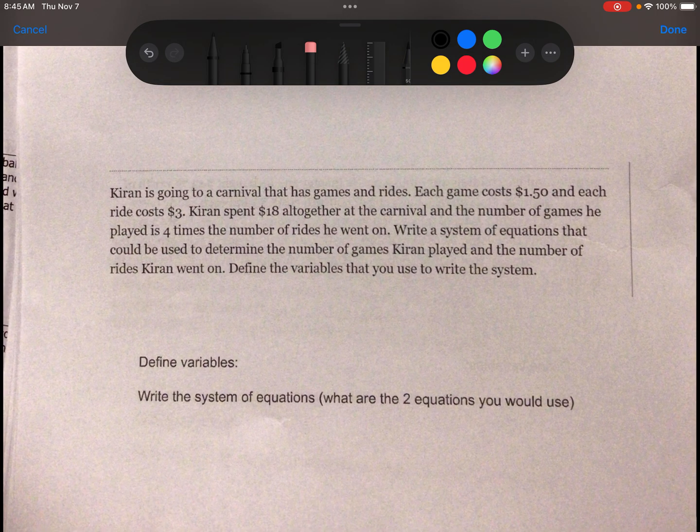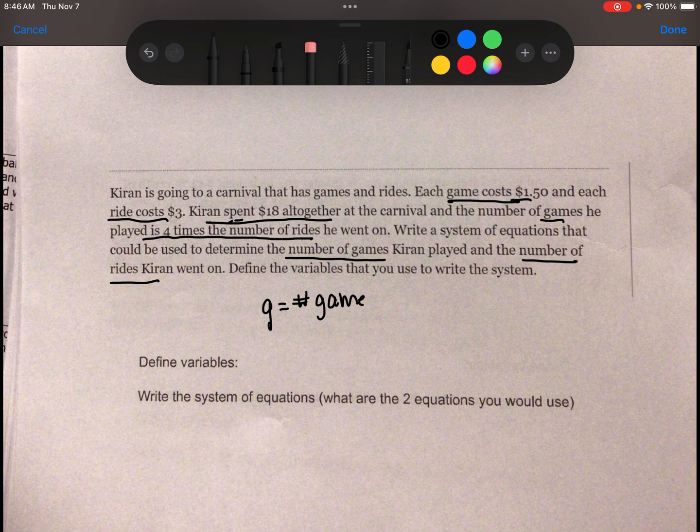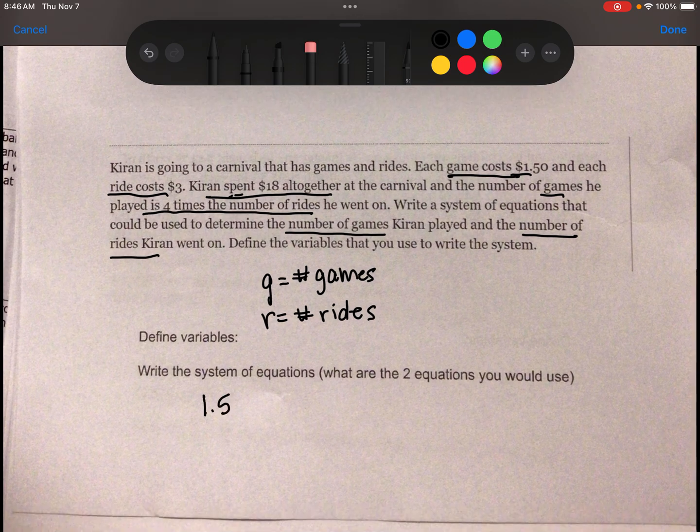All right, Kieran is going to the carnival. It has games and rides. Each game costs $1.50 each. Each ride costs $3. He spent $18 altogether. The number of games he played is 4 times the number of rides. Write a system of equations that can determine the number of games and the number of rides. So that's what we're defining. So G, number of games, R, number of rides, and then I set up my equation. So each game is $1.50, so 1.50G plus $3 per ride, 3R, equals 18 altogether.